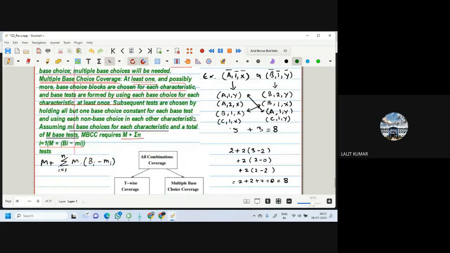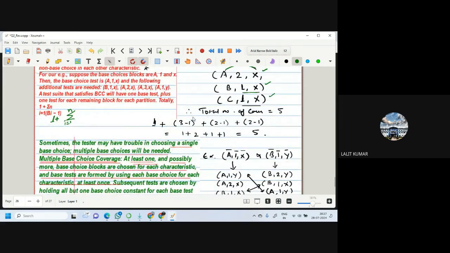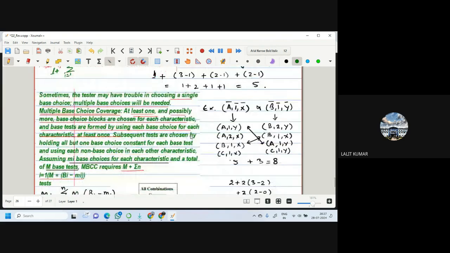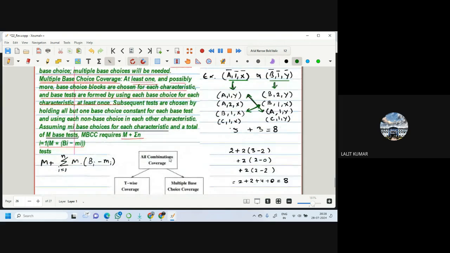multi-base. Multi-base means now we had selected only one base here, A1x. Now in case we select two bases, for example A1x and B1i, and then do the same exercise. Then we will find that some of the test cases will be common in both. And for that the formula is m plus summation i equal to 1 to n of m into (bi minus mi). What are the choices?